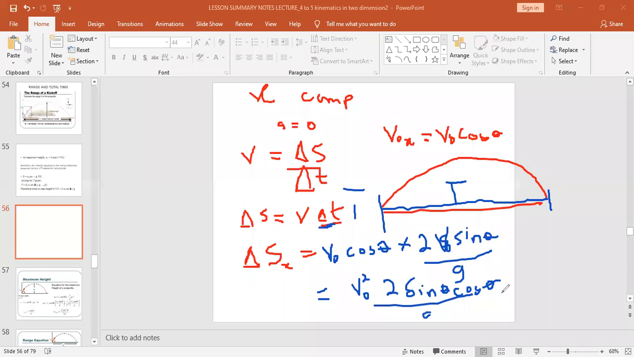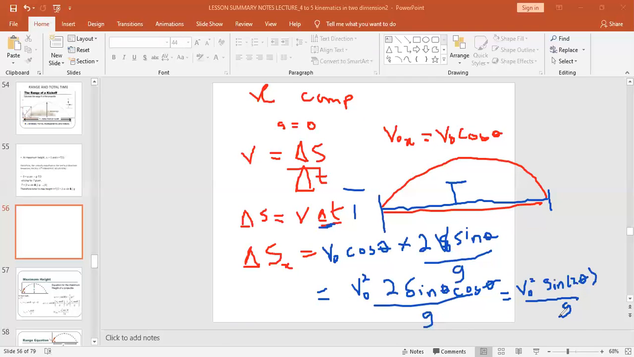But we all know from trigonometry, 2 sine theta cos theta is also going to be sine 2 theta. Double angles. So sine 2 theta over G. So that is the formula for the range. V naught squared sine 2 theta over G.